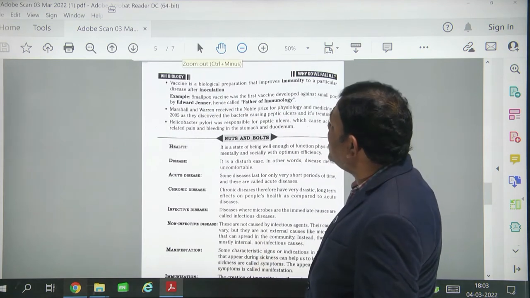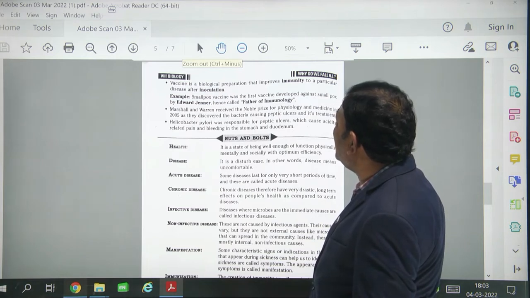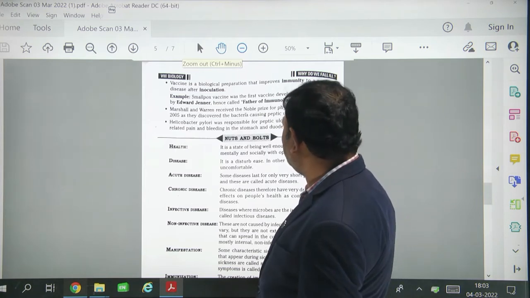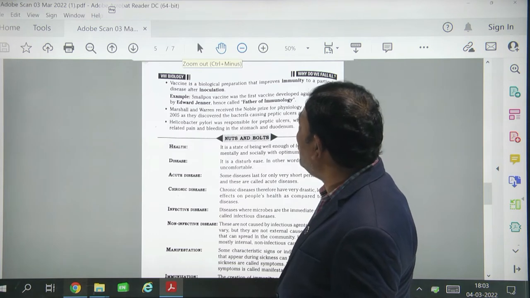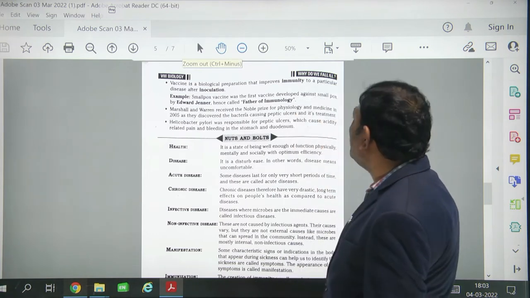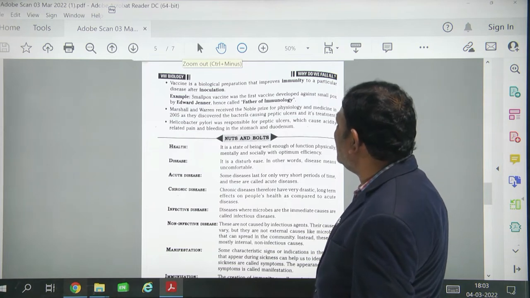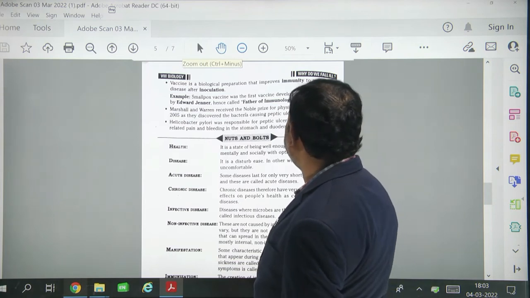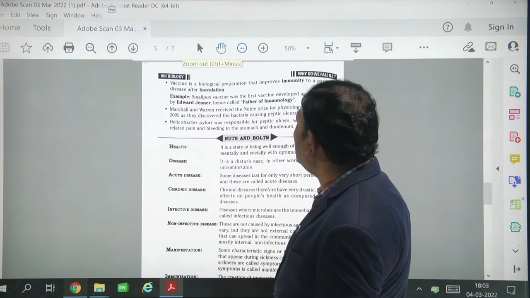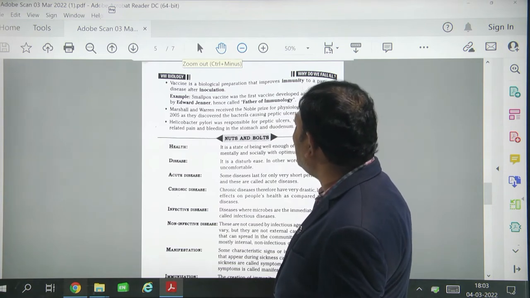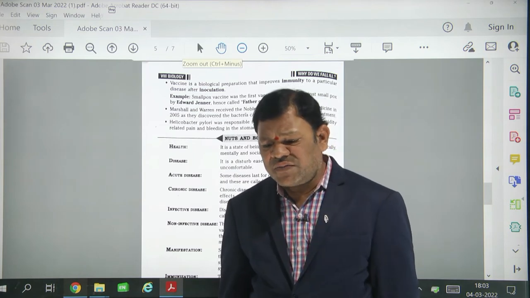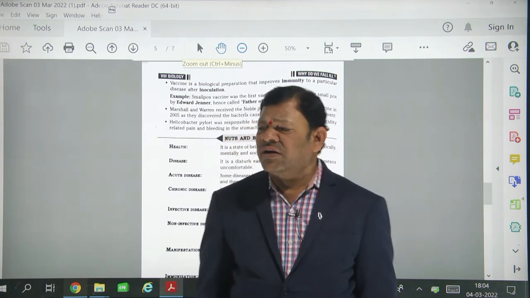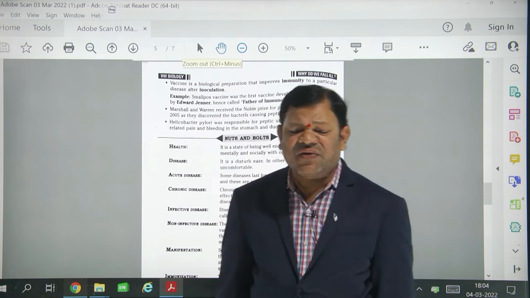Next, a vaccine is a biological preparation that improves the immunity to a particular disease after inoculation. Example, the smallpox vaccine was the first vaccine developed against smallpox by Edward Jenner. So hence he is called the father of immunology. Who is the father of immunology? Edward Jenner is the father of immunology. What did he discover? Edward Jenner discovered the vaccine for smallpox.